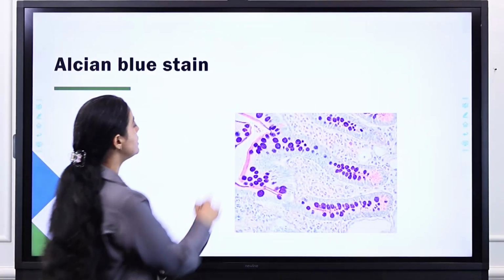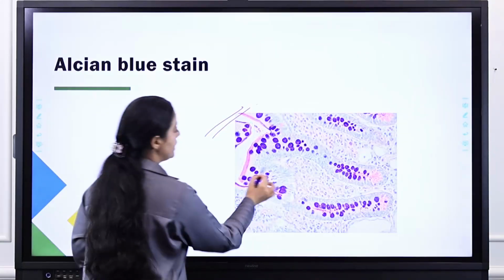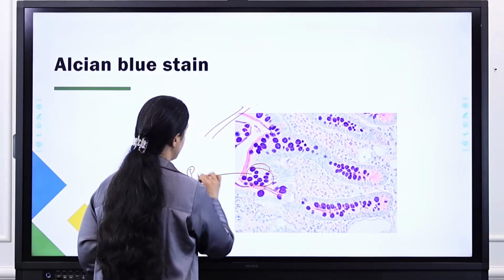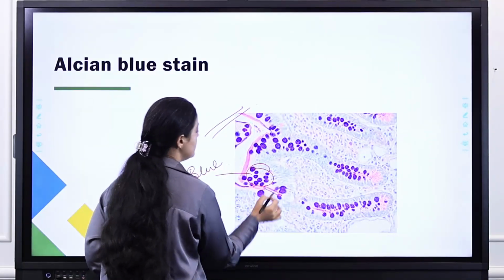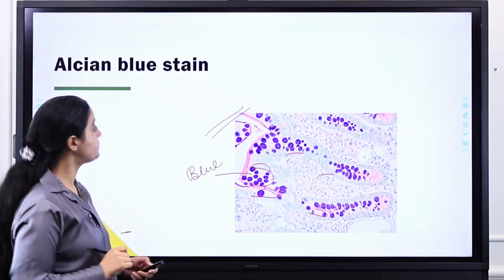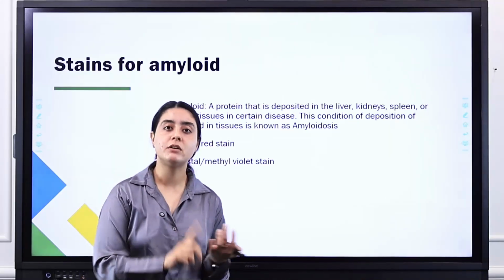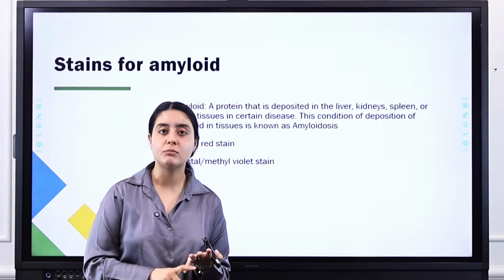Now you can observe the Alcian blue stain like this. This is the blue color. So like this you can observe under the microscope. Now we have completed one category, stains for the carbohydrates.